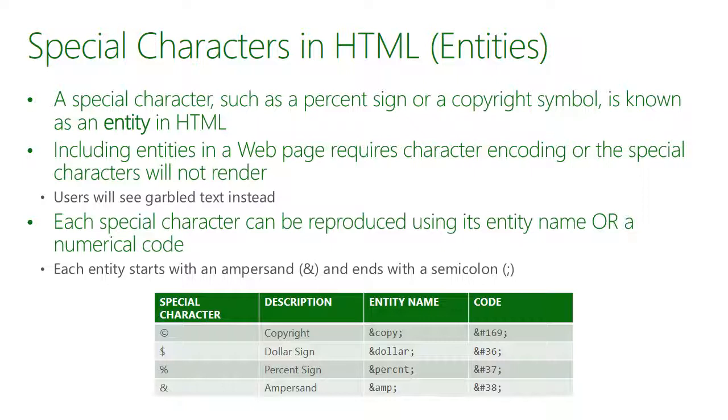So if we look at the first one, which is the copyright symbol, we can either use the entity name, which is ampersand copy followed by a semicolon, or we can use the code, which is ampersand, hash sign, 169 and then the semicolon. And you can also see the dollar, percent and ampersand special characters or entities as well. It's usually safer to use the code rather than the entity name because that's more widely and more uniformly accepted across more browsers.